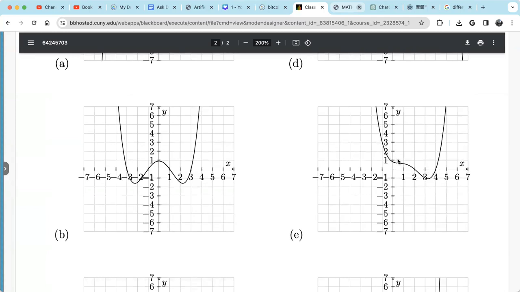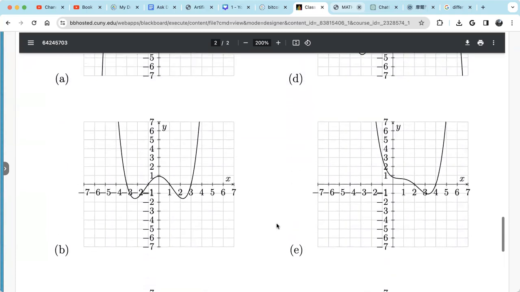You see this goes up above the x-axis, wiggles above the x-axis. That tells us that's complex roots. Okay, that's all for this one.